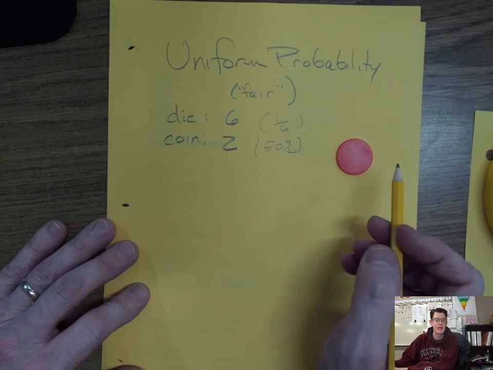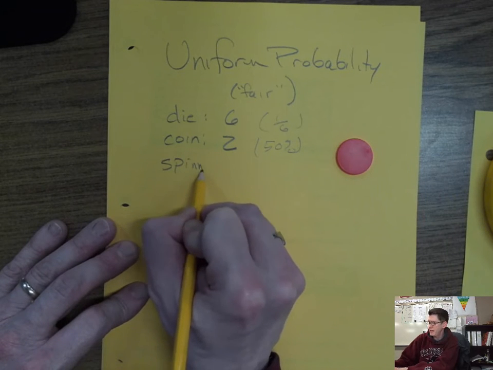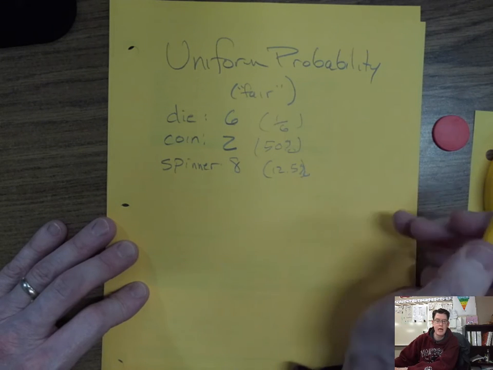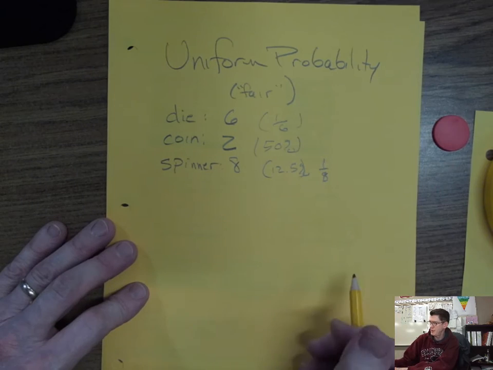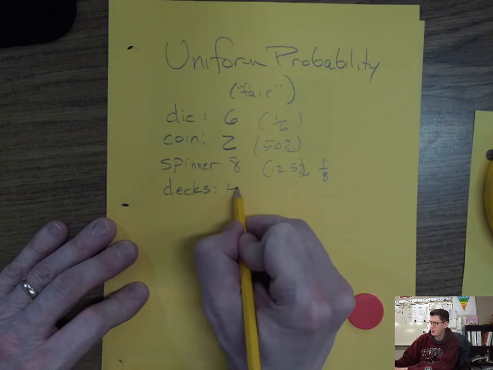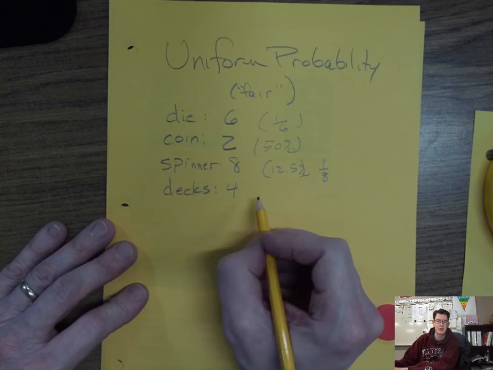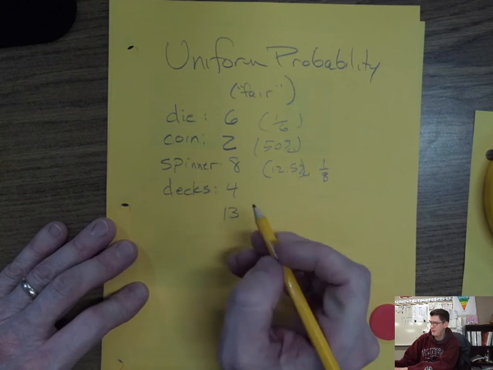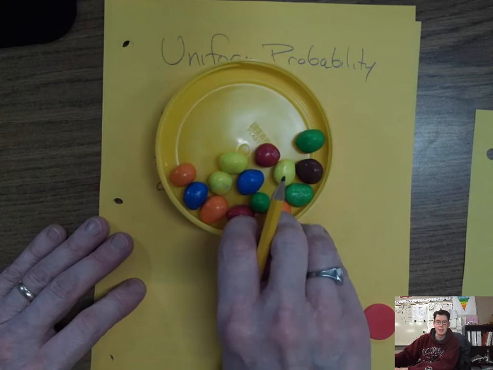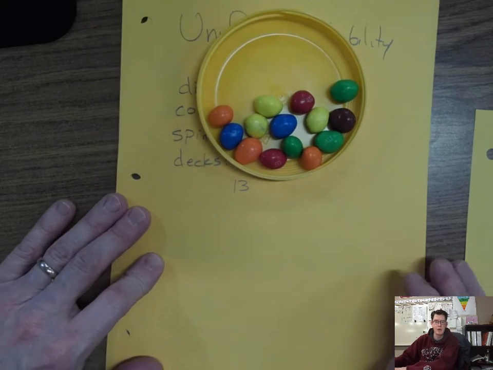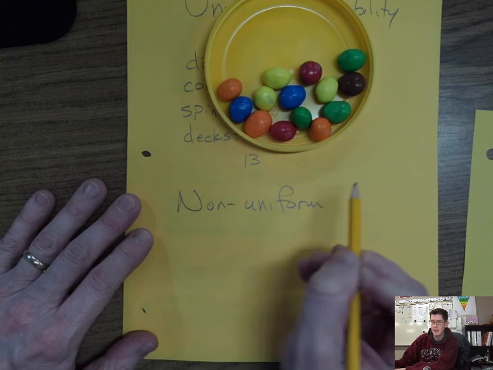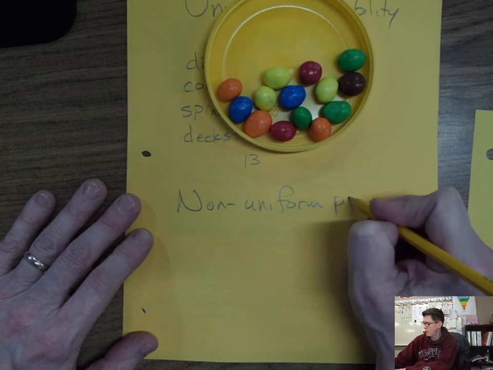If I did a spinner with 8 sections, if there's 8 options, there's a 12.5% chance for each one of them, or the same thing as 1/8. A deck of cards. If I'm looking at a deck of cards and I'm talking about a suit, there's 4 possibilities. Or if I'm talking about a certain number, well, there's 13 different numbers, so you could use those 13 different numbers. I'm showing you an example right now of a non-uniform. A non-uniform is when there's not the same amount of non-uniform probability.